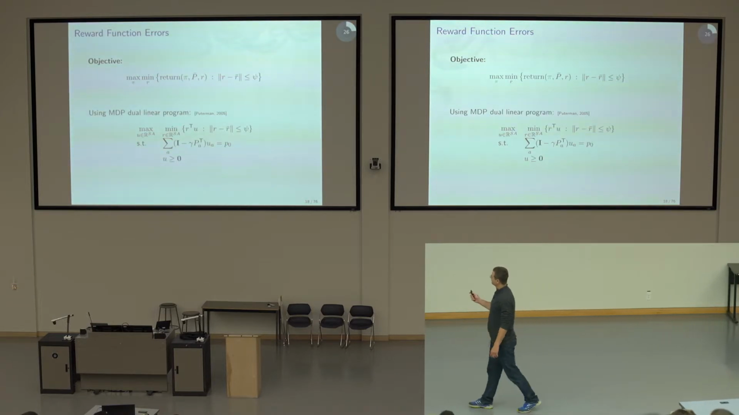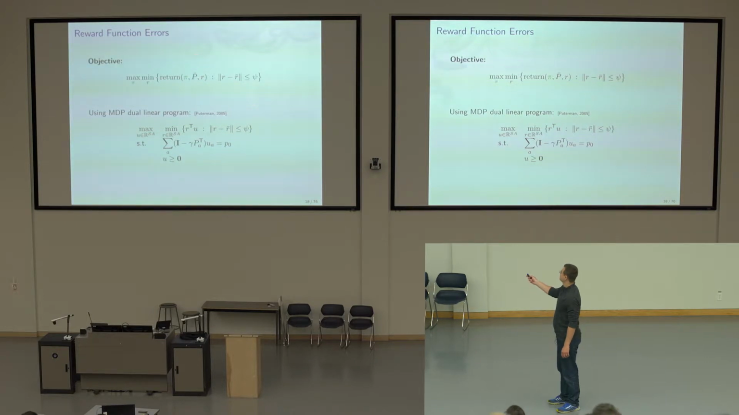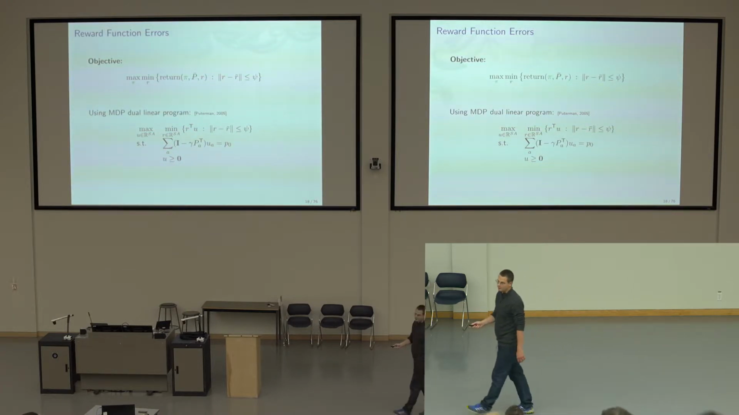So the first step is to formulate this minimization problem as a linear program. So we get a max. U is the occupancy frequencies. I'm not going to go into the details. If you don't know about this, you'll probably need a couple hours to really digest this formulation. I'm just going to formulate this as a minimization problem. This is a linear program.